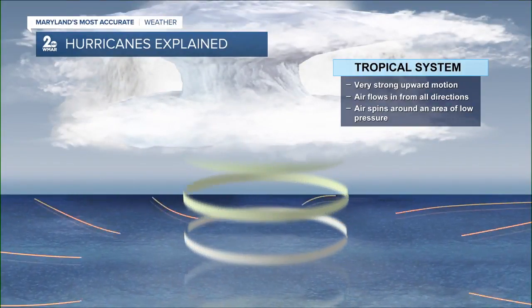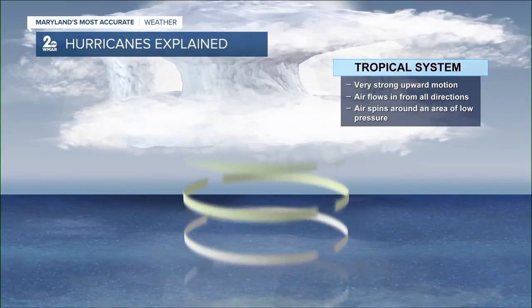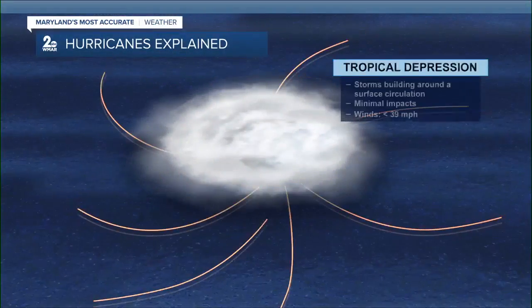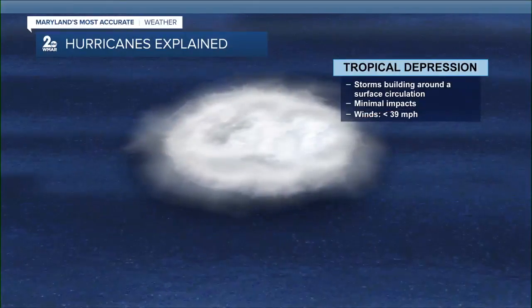And then eventually you get a circulation around that low pressure center. You're going to see the strong upward motion, and you're going to see the air flowing in from all directions, which aids in that spin. So that's the basis of how we get a low pressure system in the tropics to develop.